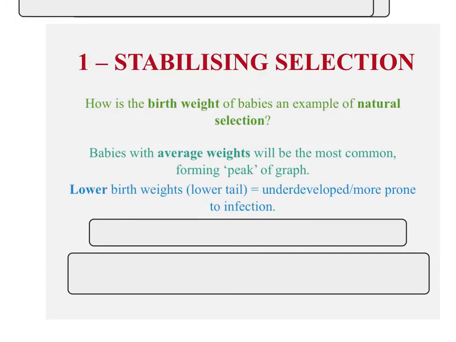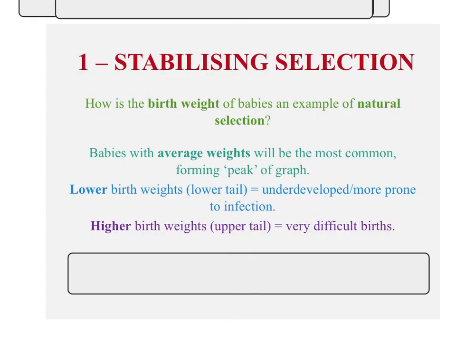If your baby is slightly lighter, towards the lower end of a weight range, there's a chance that they might be premature, so they might be underdeveloped. In that underdeveloped state, maybe they've got a weaker immune system and therefore they're more prone to infection, which means they're less likely to survive long term.